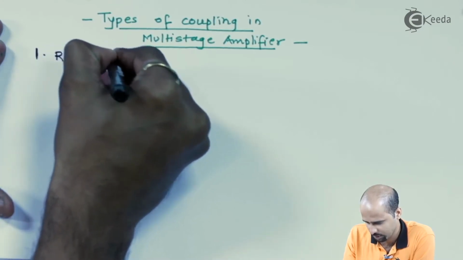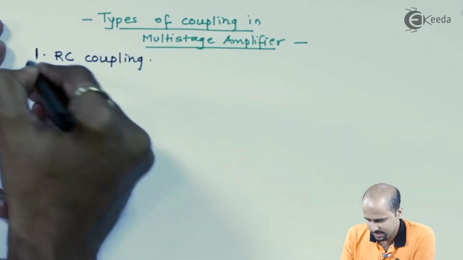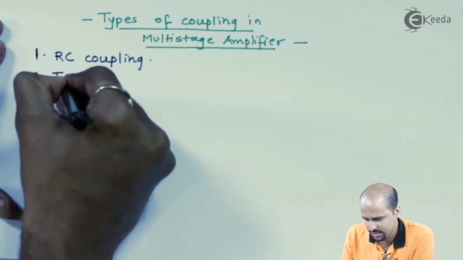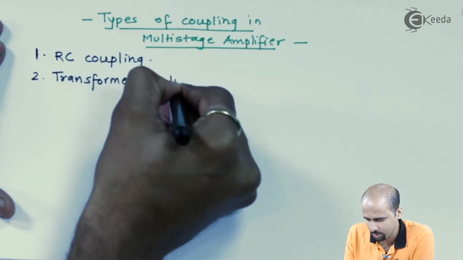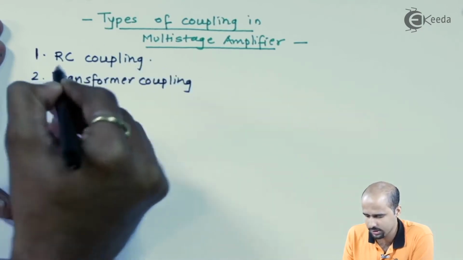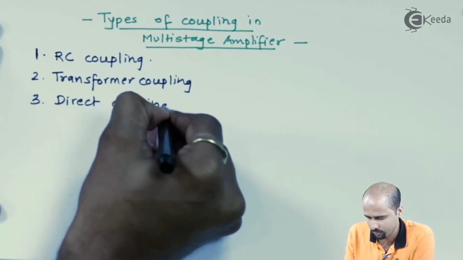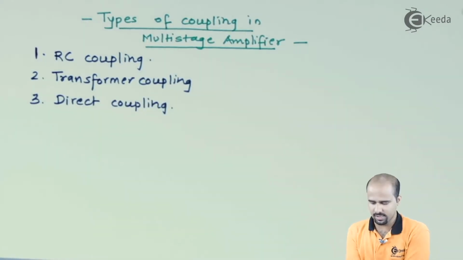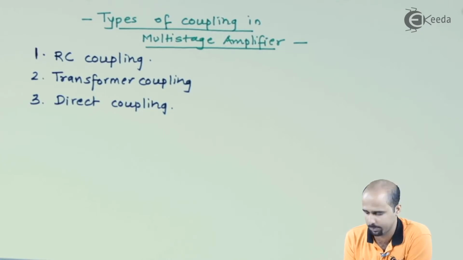There are different techniques we will be using. First is RC coupling, second is transformer coupling, and third one is direct coupling. First one is RC coupling, second one is transformer coupling and third one is direct coupling.